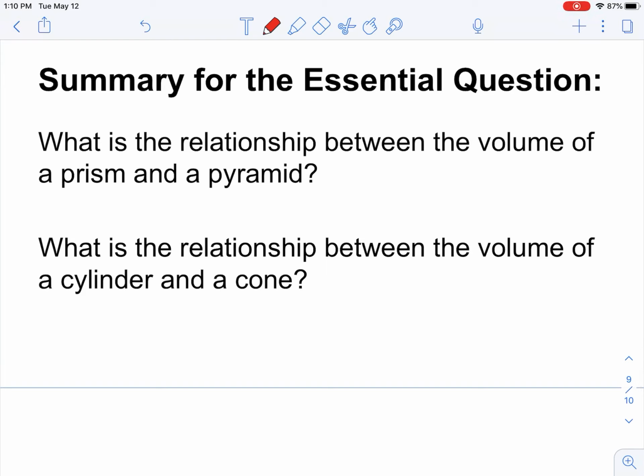Okay, so go ahead and answer your essential question. Turn in your notes with your summary for your essential question. Should be just 2 sentences should do it for your summary for your essential question, 1 for each.